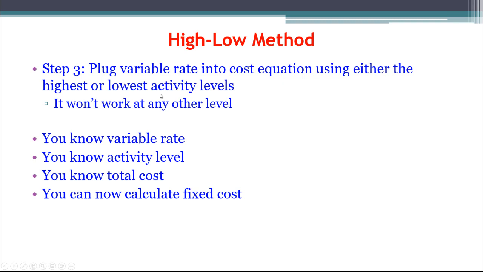Now step three, we're going to plug that variable rate into that cost equation using either the highest or lowest activity levels, but you can't use any other level in the 12-month period. It must be the highest or lowest to guarantee accurate results. The idea here is we know the variable rate from step two. We were already given the activity level, whichever one we pick, high or low. We also know the total cost at that high or low activity level. The only thing missing in the equation is fixed cost. We have all the other variables. We can solve for fixed cost.